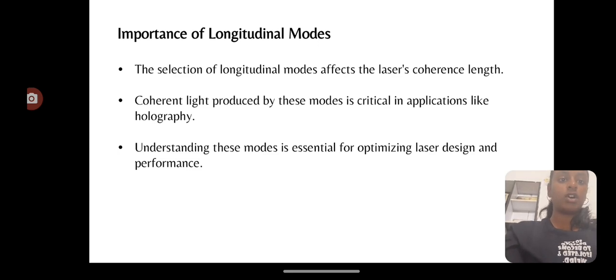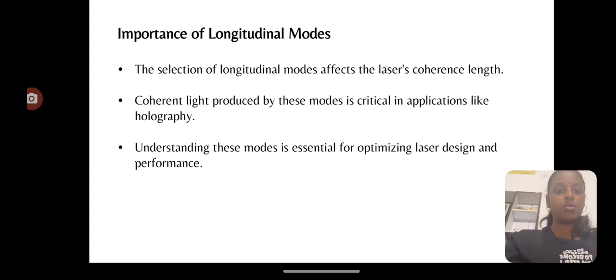The importance of longitudinal modes. The selection of longitudinal modes affects the laser's coherence length. The coherence length produced by these modes is critical in applications like holography. Understanding these modes is essential for optimizing laser design and performance.